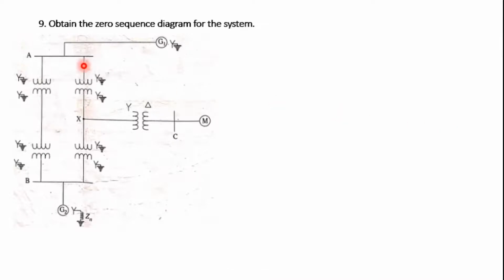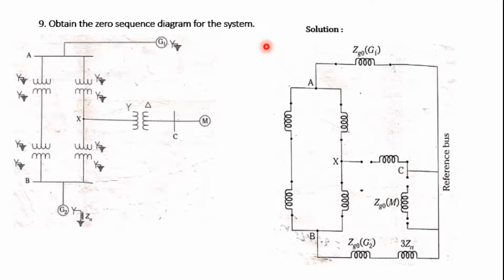Then the next question we have: obtain the zero sequence diagram for the system. The solution is like this. Consider this is our reference, the ground point. Generator G1, G0, is grounded, so we are going to close the switch across this point. Then there is a transformer across point A and point B. This is point X and this is point C. Between A and B you can see that for the transformer, both the primary and secondary are grounded, so we are going to close the switch.